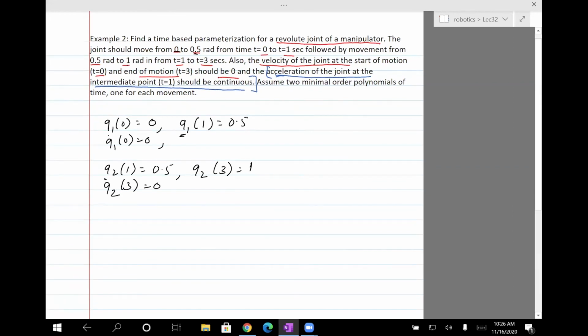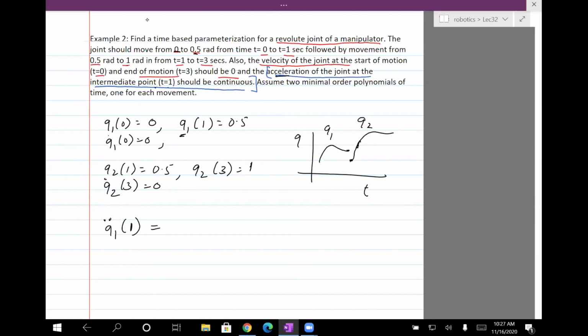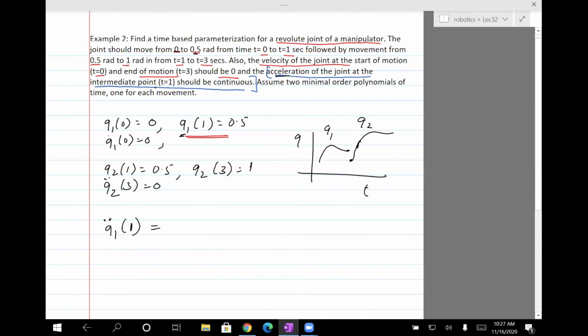Well, we note that the acceleration of the joints at the intermediate point at t equals 1 should be continuous. What this means is that if you take the acceleration at time t equals 1 for the first half, so imagine q versus t, this is q, this is the first part, q1, and this is q2. The position is continuous, as given by this condition. This one in conjunction with this one ensures that at the intersection, this is 0.5, it's the same value.